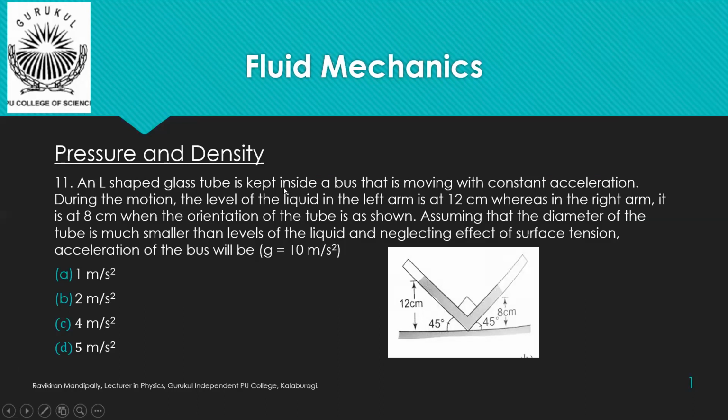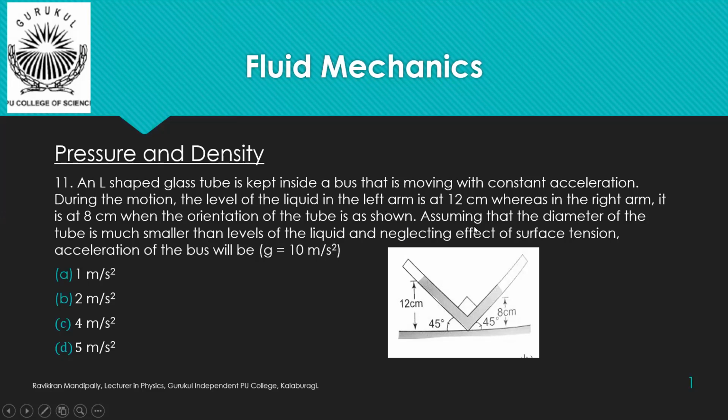An L-shaped glass tube is kept inside a bus that is moving with a constant acceleration. During the motion, the level of liquid in the left arm is at 12 centimeter, whereas in the right arm it is at 8 centimeter, when the orientation of the tube is as shown. Assuming that the diameter of the tube is much smaller than levels of liquid and neglecting the effect of surface tension, acceleration of the bus will be.